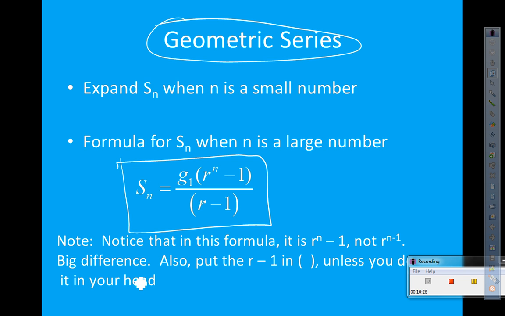But in this formula, make sure you see some little things. G sub 1 is the value of the first term. R is our R value. It's to the nth power, and then the minus 1 is not in the exponent. Last time, we had another formula that looked like this. That exponent was n minus 1. This exponent is just n.